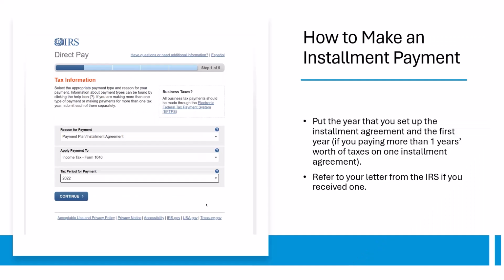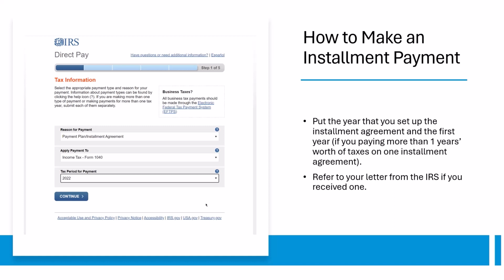So if you have an installment agreement, the reason is a payment plan or an installment agreement. It's going to go towards your 1040. It can only go for an individual account. And then you're going to put the tax period that you are paying it for. What I would suggest is if you know that you have multiple years where you have owed taxes, you can go to the first year that you still know you have a balance and you can apply that there.